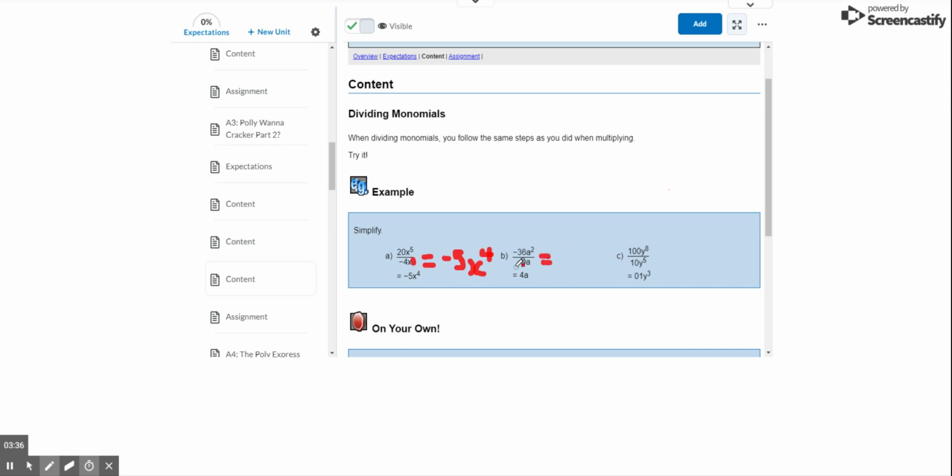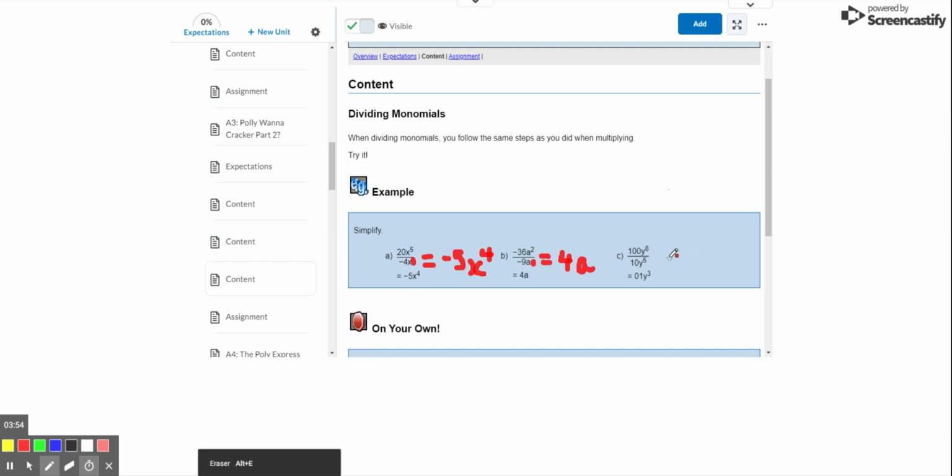So negative 36 divided by negative 9 gave you 4. There is no exponent on the a down here, so 1 should be there. 2 minus 1 is 1, but we never write the exponent 1, so we just erase it.